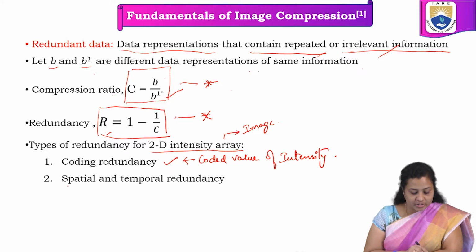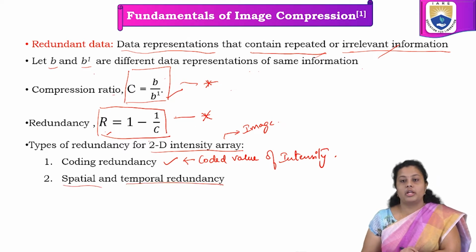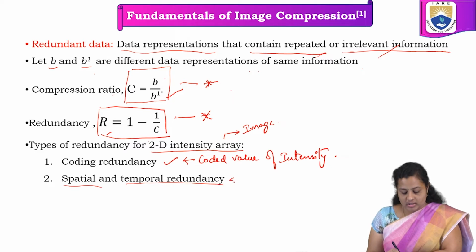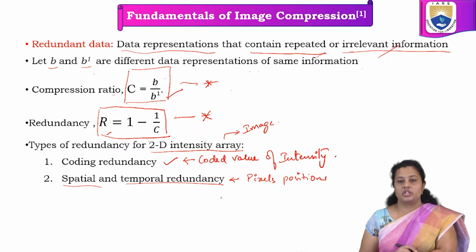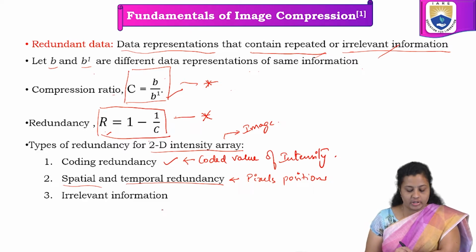Next is spatial as well as temporal redundancy. This exists because of pixel positions. It is the redundancy because of the pixel position. The third one is irrelevant information. So the three types of redundancy that exist in our images are coding redundancy, spatial redundancy, and irrelevant information.